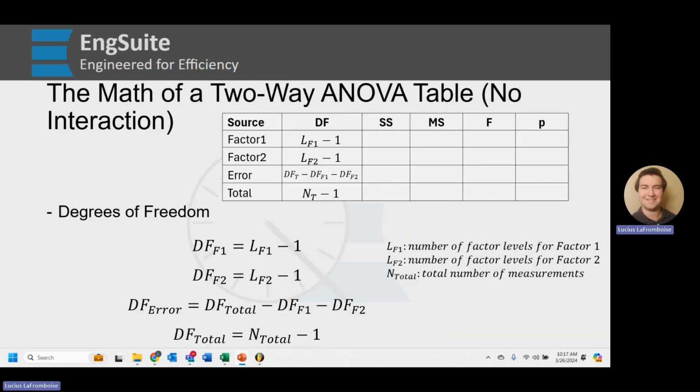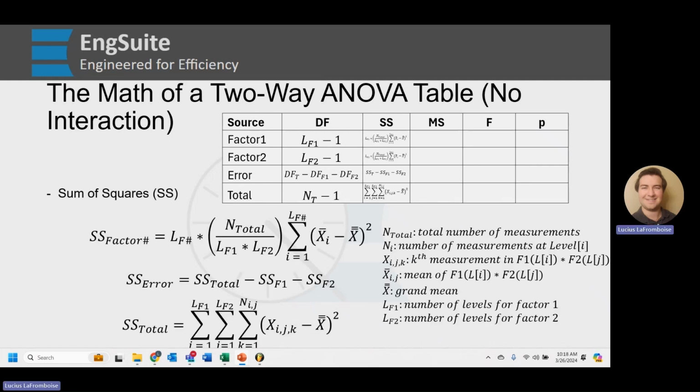Okay, now we're looking at a no interaction table, and most of this is going to be very, very similar, with our degrees of freedom being the number of factor levels minus 1 for each factor, but our degrees of freedom for error is a little different. It's going to be our degrees of freedom total minus our df for factor 1 and our df for factor 2, and again, df total is the total number of measurements minus 1.